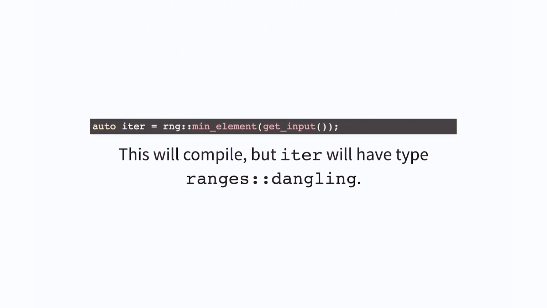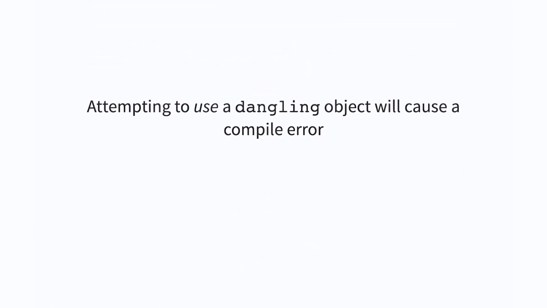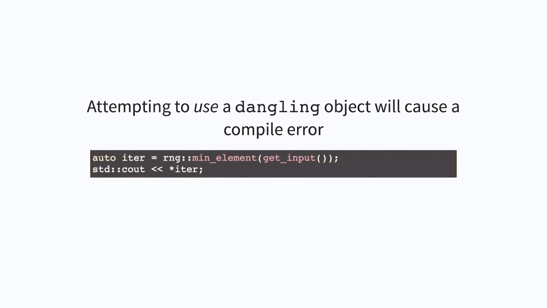So this line of code on the screen, this will compile. But I was a bit sneaky. I used auto in the declaration of iter, right? So iter here is actually not going to be an iterator at all. It's going to be one of these ranges dangling objects. So ranges dangling is more or less just an empty struct. It doesn't have any operations defined on it. So creating a dangling object is not a problem, but attempting to use a dangling object is going to cause a compile error. So if we try and do something like this, if we try and dereference the iterator, it's not really an iterator, if we try and dereference the dangling object, we're going to get a compile error.